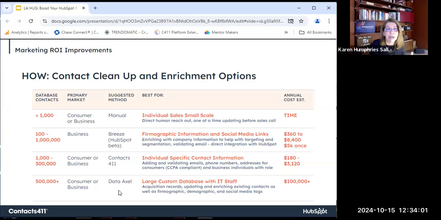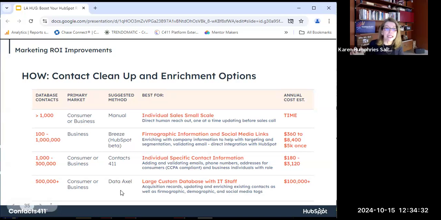Contact 411 is best for, you can use it for both consumer and business data. We have both. We're really only about specific contact information. So we don't have social media links, but we do have emails, phone numbers, and addresses, both on the consumer side and on the business side. So we have business individuals and with their role in their company, the company name, their title, things like that. And so that's an easy way to automatically do it.